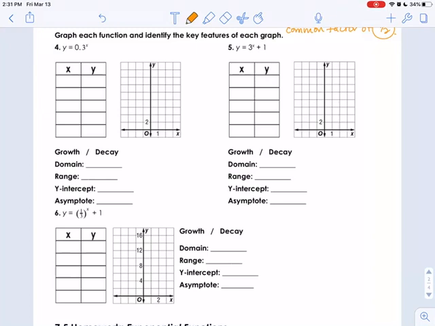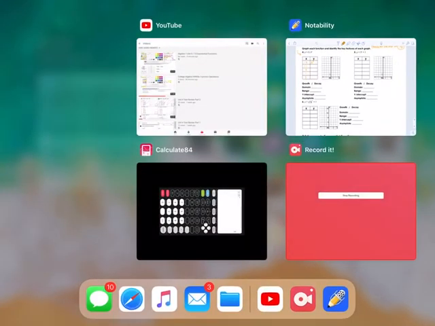So the first one, we have y equals 0.3 to the x. So we can already imagine what this is going to look like. 0.3 is between 0 and 1, so I know that this is going to be exponential decay. And so we're going to pick some values, -2, -1, 0, 1, and 2. We're going to be plugging those in for x, and we're going to see what we get for y. So when I plug in, I'm going to have 0.3 raised to the -2.